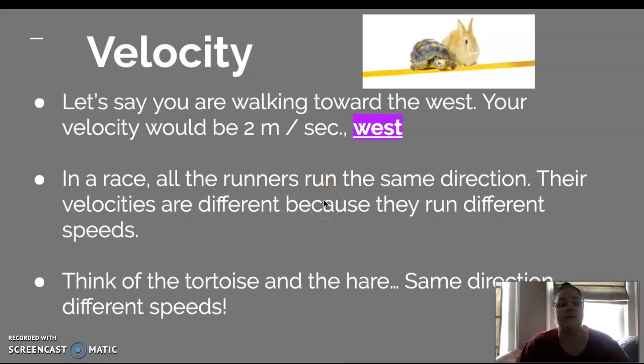So think about a race. All the runners are going the same direction. They might all be traveling west or east or whatever, but their velocities are different because they run different speeds. So maybe I'm going 2 meters per second, whereas maybe Mrs. Williams is going 5 meters per second, or Miss Krause is going 3 meters per second. We're going different speeds, even though we're traveling the same direction. So think about the tortoise and the hare. They were going the same direction, but they were going at different speeds.